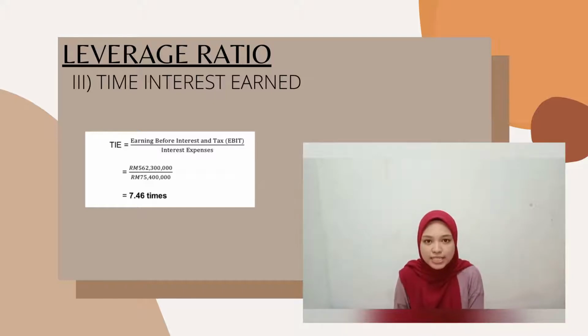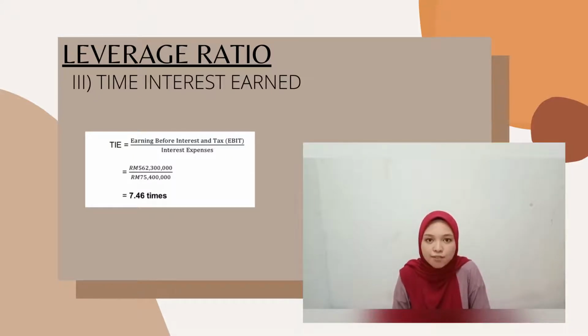So for the comment, a ratio of 7.46 times means for every 1 ringgit of interest expenses, the company only has 7 ringgit and 46 cents of operating profit as a backup. So the company's times interest earned has shown that the company has a poor performance compared to the industry average.